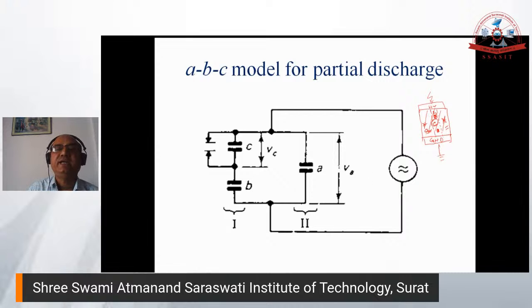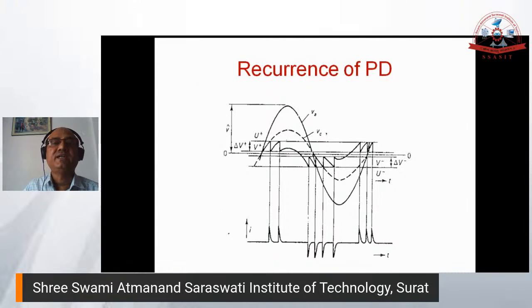Okay, so whenever voltage is applied, the supply voltage will appear across the total insulation. This is going to divide according to the capacitance. If two capacitors are connected in series, based on the capacitance value, voltage will be divided. So some voltage will come across C, some voltage will come across B, and this is A. As soon as the voltage across the capacitance C, that is the voltage across the void, exceeds the breakdown voltage of that void, that gap will break and you're going to have a discharge.